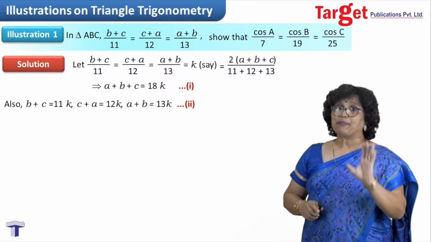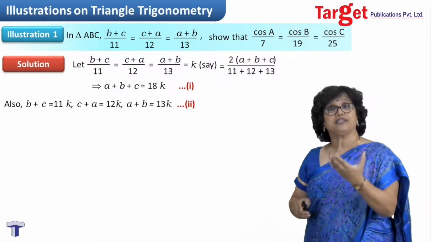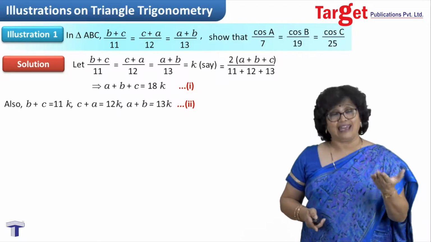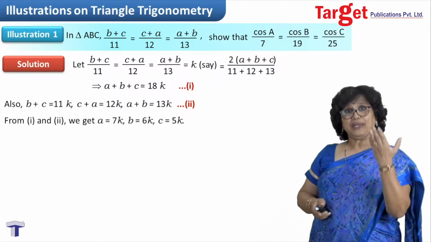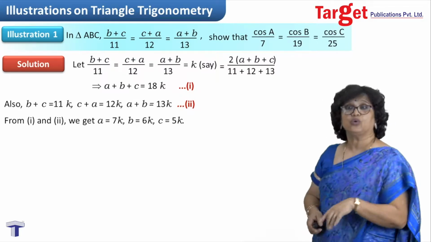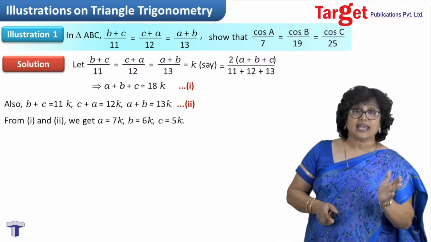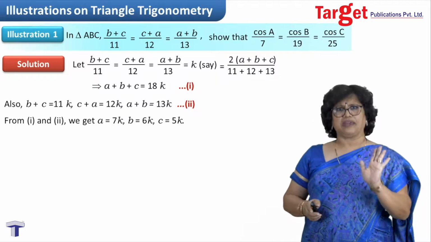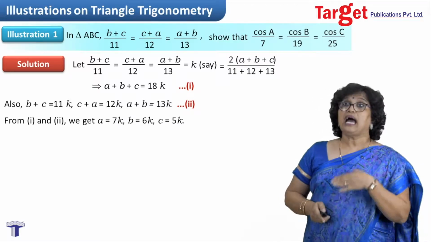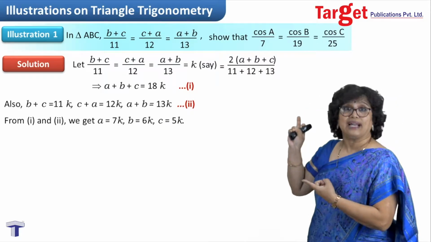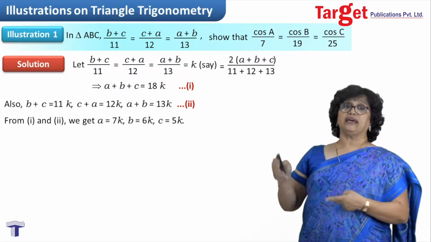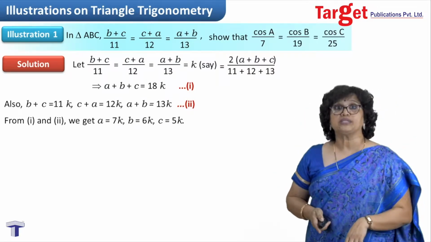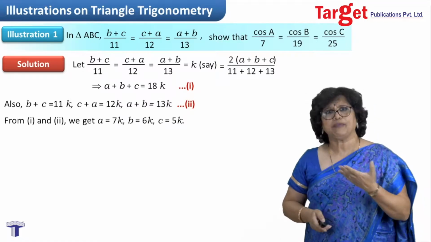Now, if you subtract, say, b+c from a+b+c, you would readily get a. Similarly, I go for b and c also and I get a = 7k, b = 6k and c = 5k. Now, a, b, c in terms of k are ready with me and look at what is required there. Cos A, cos B, cos C are required. Recall the formula of cos A. Does that not need small a, small b, small c?